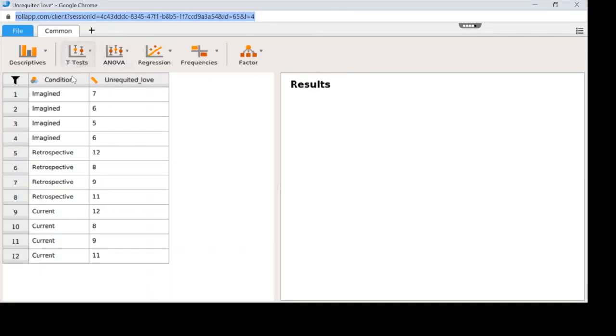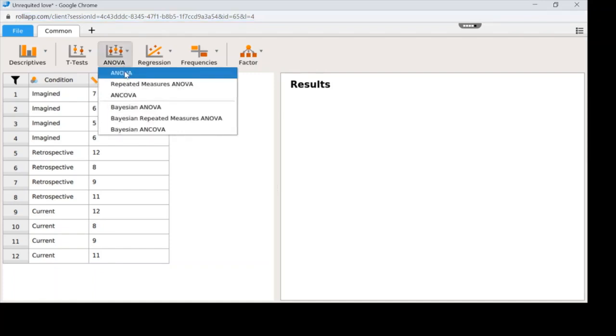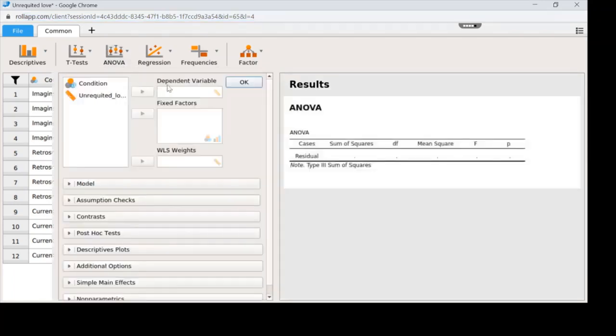So notice that we have nominal variables and then numbers. This is the way our ANOVA will require it to look. So we're going to click on ANOVA and then ANOVA again. Our dependent variable is going to be our outcome variable, and fixed factors are going to be our independent variable. In other words, our dependent variable is our outcome of interest. So this is the outcome. The fixed factor is the thing that we think is impacting the outcome variable.